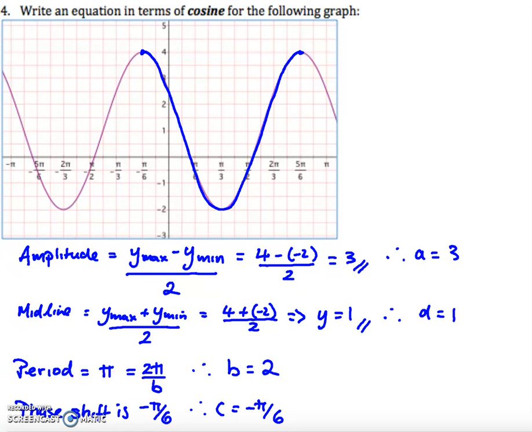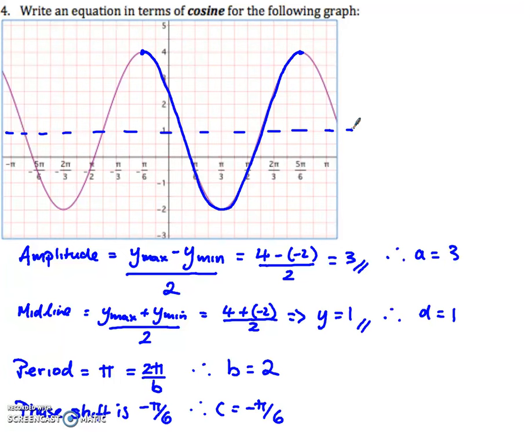The way that we determine the amplitude is we take a look at the maximum y value and the minimum y value, and then we divide that through by 2, the difference between the two. For the midline, it's just bang in the middle between the maximum and the minimum, so we average the maximum y value and the minimum, and you should have a midline of y equals 1. That also helps you to confirm that your amplitude is in fact 3 units.